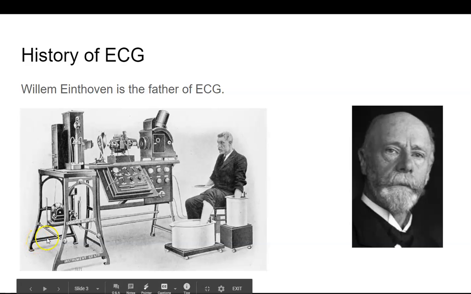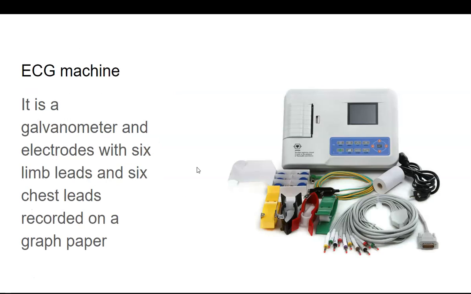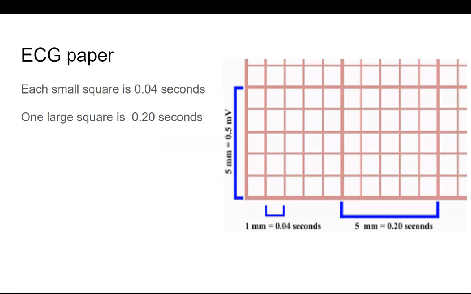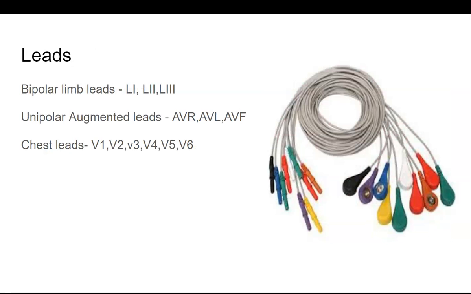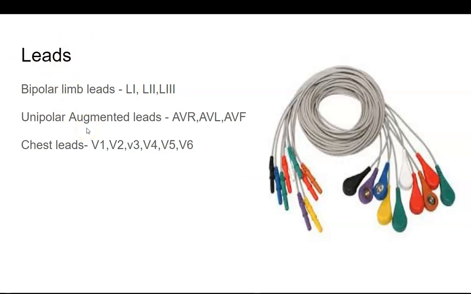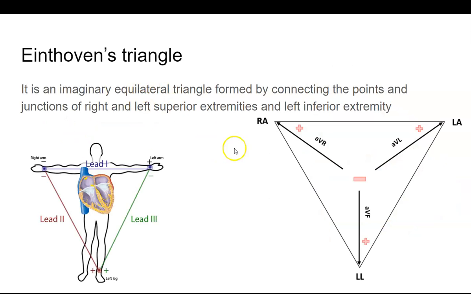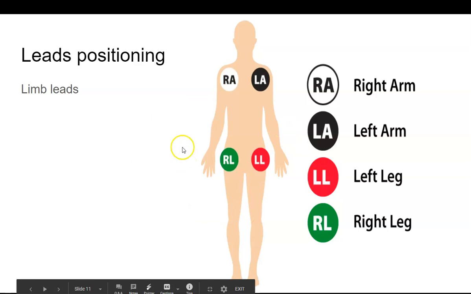So in this class we have seen what is ECG, history of ECG, definition, indications, the ECG machine, what the ECG paper is and its size, the ECG pattern, and the different types of leads. There are 12 leads in an ECG. Don't look at the lead wires. Lead wires are different from leads. Leads are imaginary things. You can find them with Einthoven's triangle: lead 1, lead 2, lead 3, and aVR, aVL, aVF, and then there are 6 chest leads.